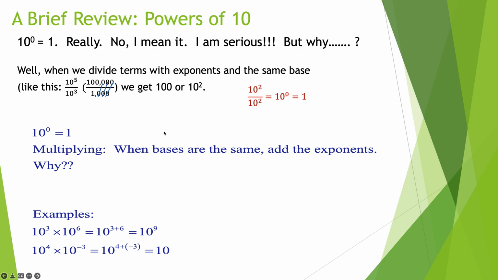Now, when bases are the same, you add the exponents when you're multiplying. You subtract them when you're dividing. We just established that. When you're multiplying, you add them. So 10 to the 3rd times 10 to the 6th is 10 to the 9th. Add the 3 and the 6. 10 to the 4th times 10 to the negative 3 is equal to 10 to the 1, just add the exponents. 4 plus negative 3 is 1.